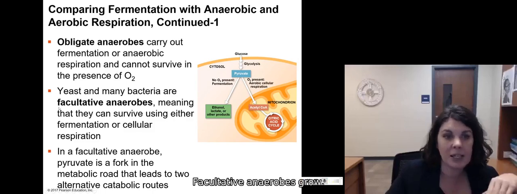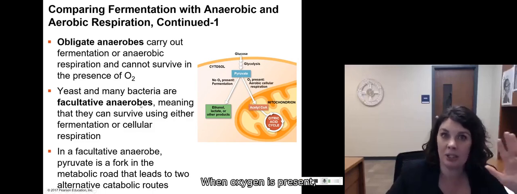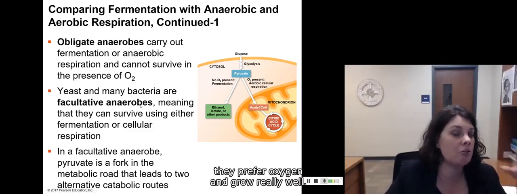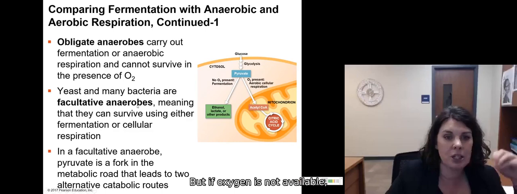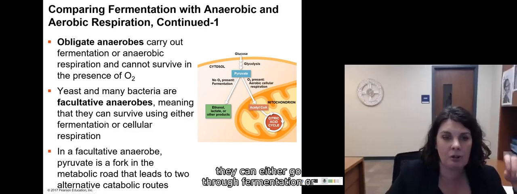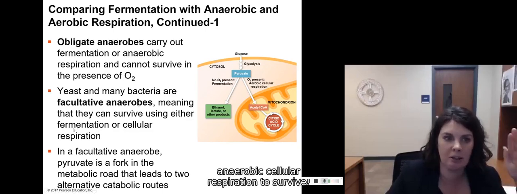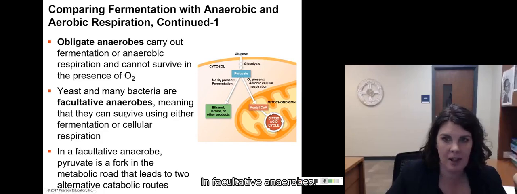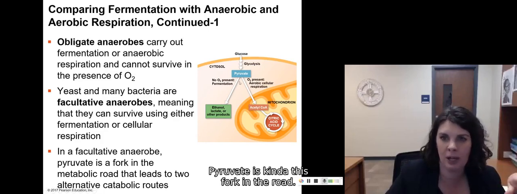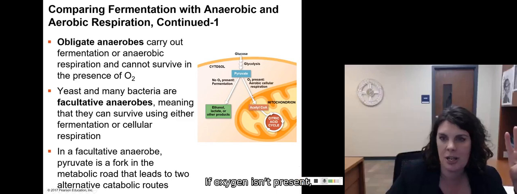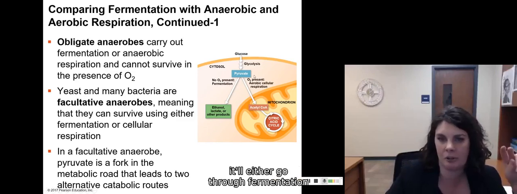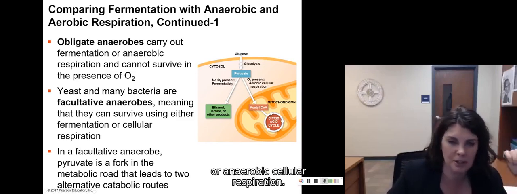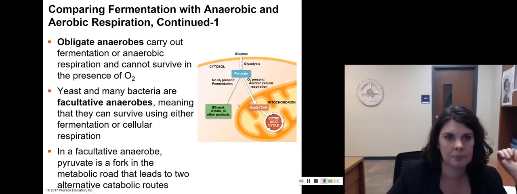There's also facultative anaerobes. Facultative anaerobes grow when oxygen is present. They prefer oxygen and grow really well. But if oxygen is not available, they can either go through fermentation or anaerobic cellular respiration to survive. So in a facultative anaerobe, pyruvate is kind of this fork in the road: if oxygen is present, it goes through aerobic cellular respiration. If oxygen isn't present, it'll either go through fermentation or anaerobic cellular respiration.